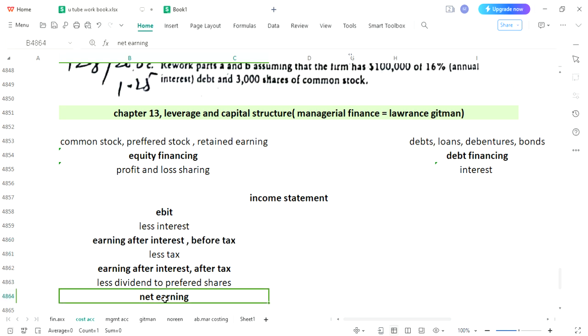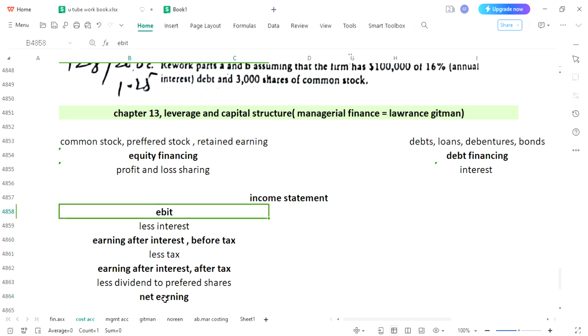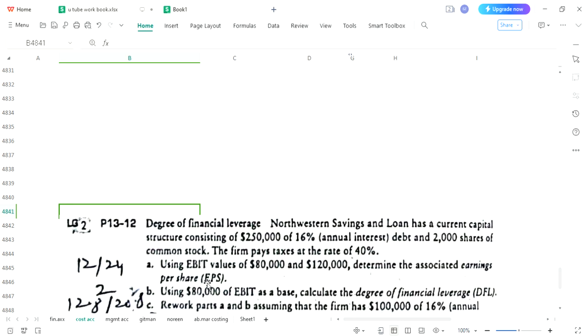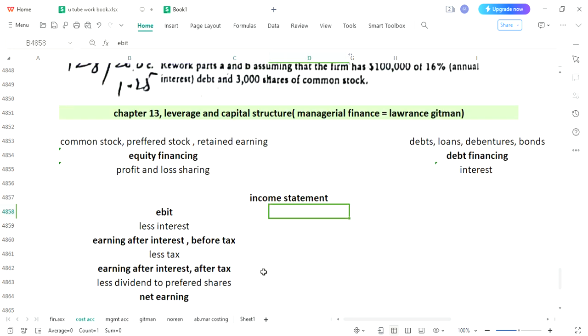This is your income statement. Very first thing which you need is earning before interest and tax. Go back to the question and look over here. Using EBIT, earning before interest and tax, first value is $80,000. Since it's total amount of EBIT, so we will directly put 80,000 over here. This is your earning before interest and tax.